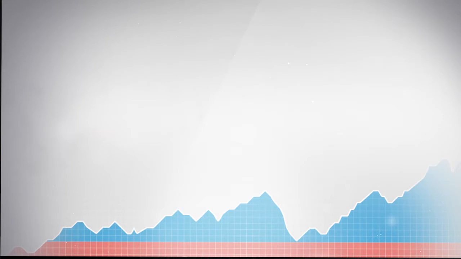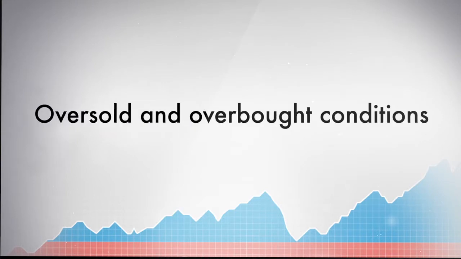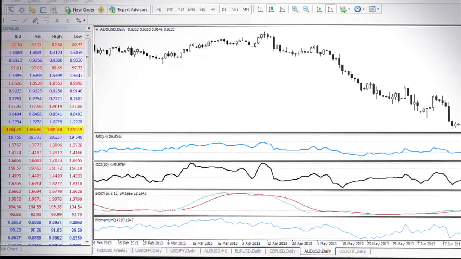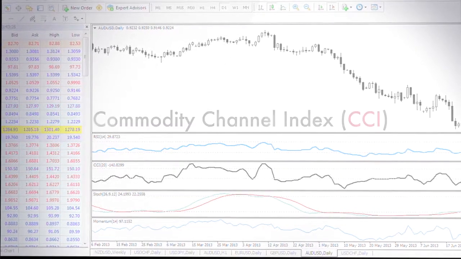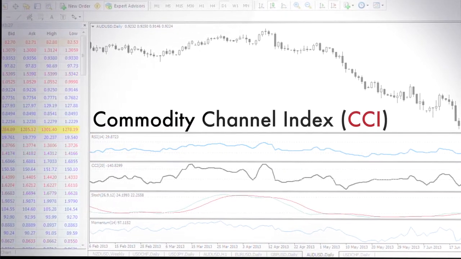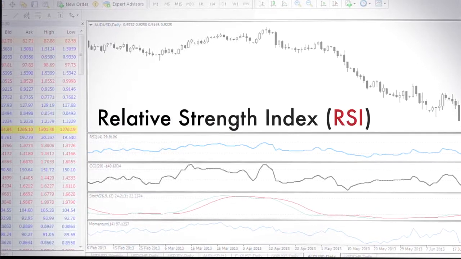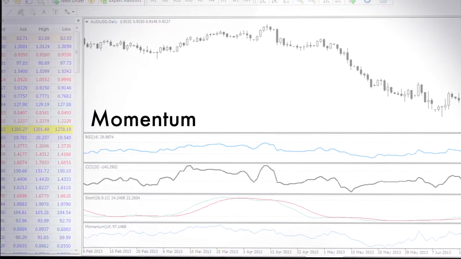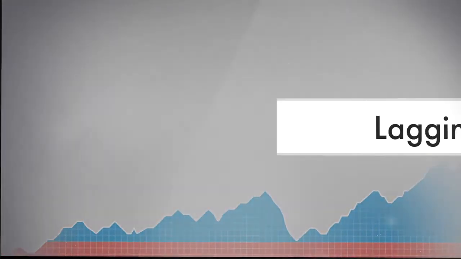These indicators help to identify oversold and overbought conditions during downtrending and uptrending markets, respectively. Some of the popular leading indicators include Commodity Channel Index (CCI), Relative Strength Index (RSI), Stochastic Oscillator, Momentum. Let's now look at the lagging indicator.